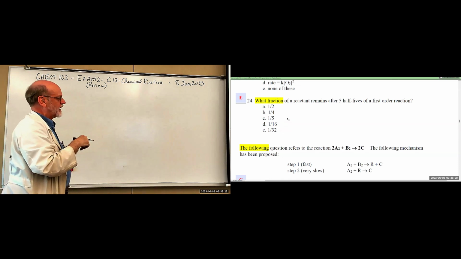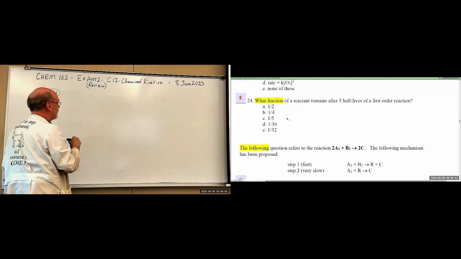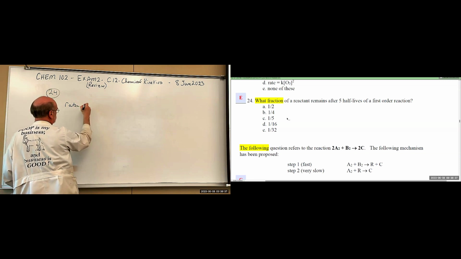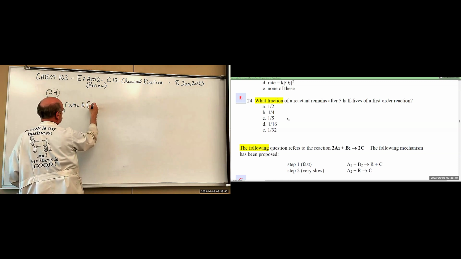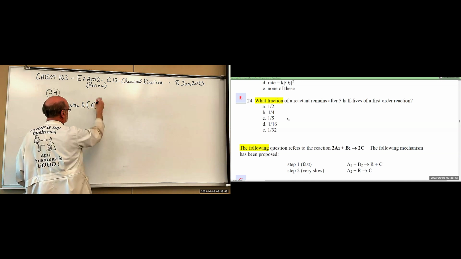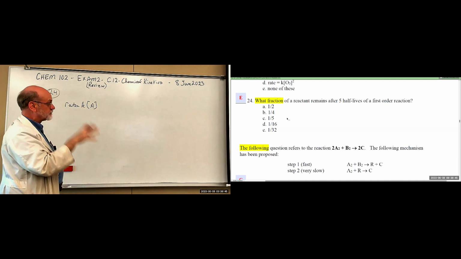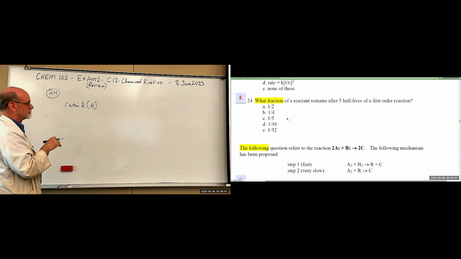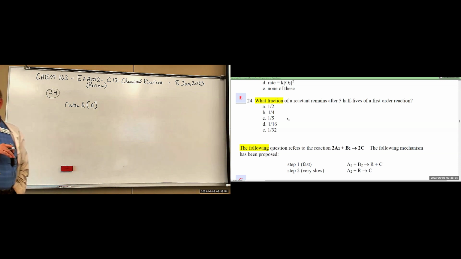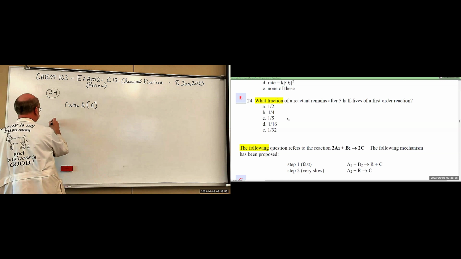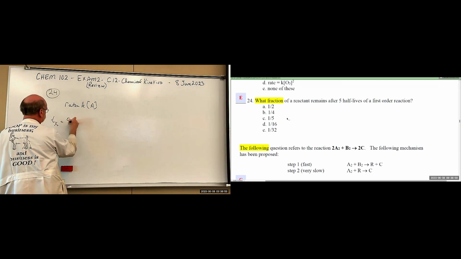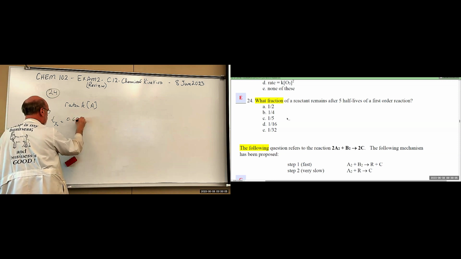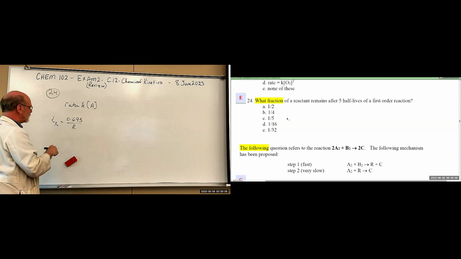24. What fraction of a reactant remains after 5 half-lives of a first order reaction? So a first order reaction equals something here, say A, to the first order. So if it's a first order reaction, which half-life are we using? We're using the 0.693 over K. Okay, but do we really need that?